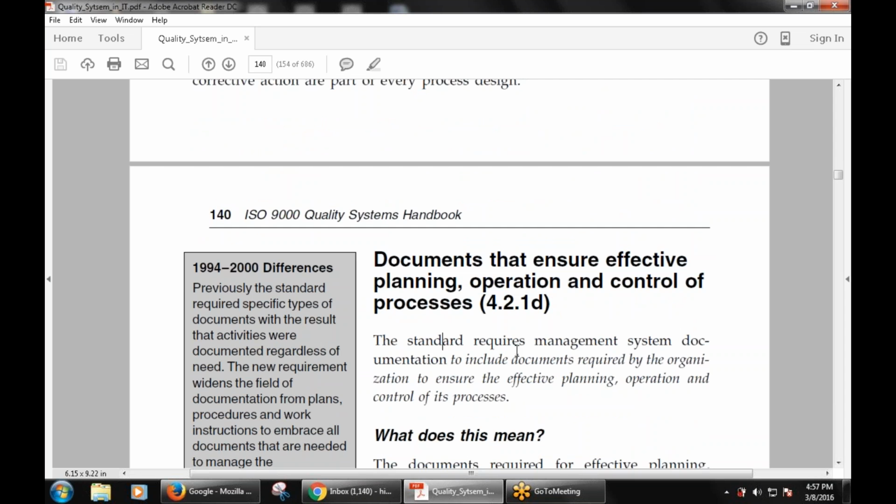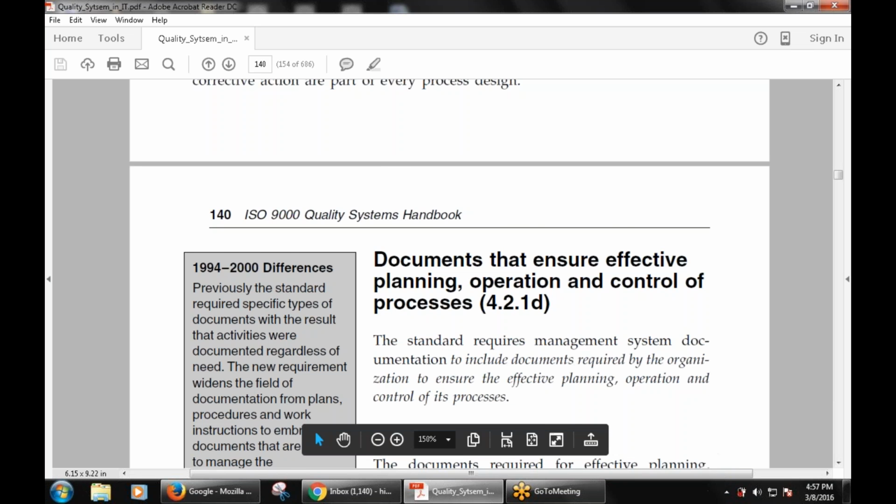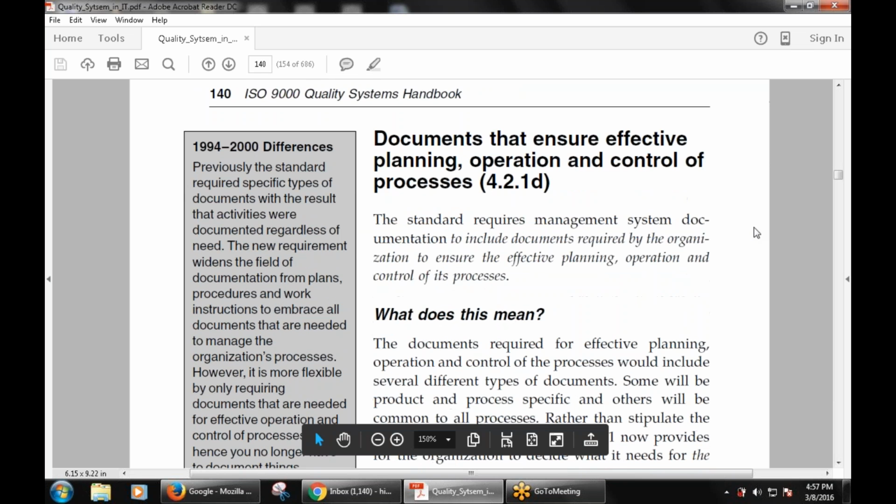So what are the various documents that are required for the effective planning, the effective operation, and the effective control of the processes? The standard requires management system documentation to include documents that are required by the organization to ensure the effective planning, operation, and control of its processes.